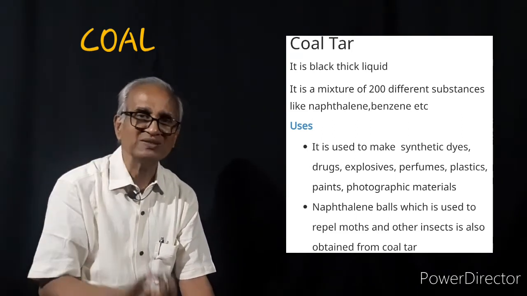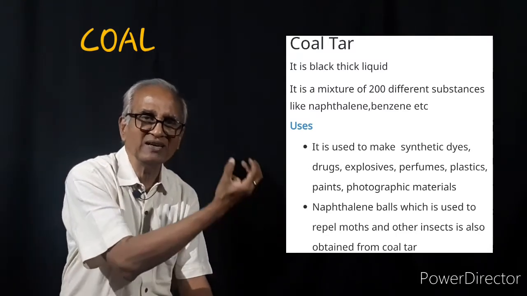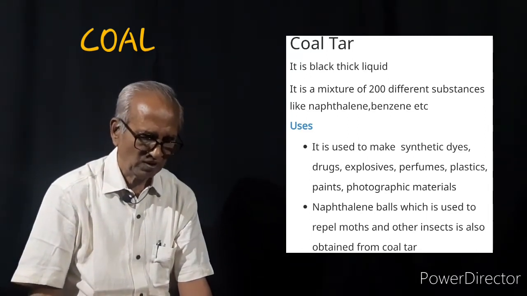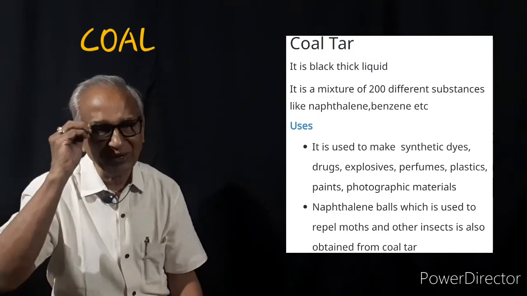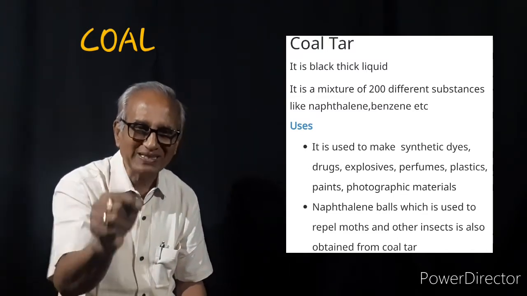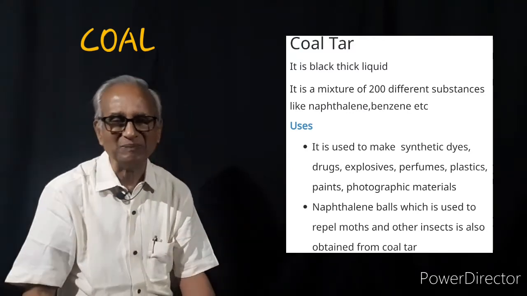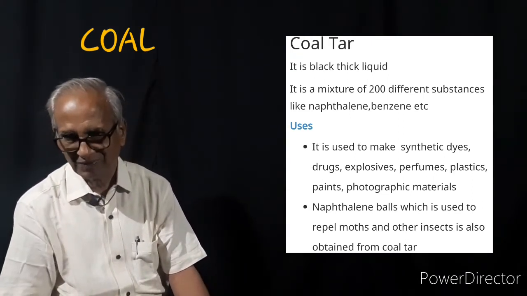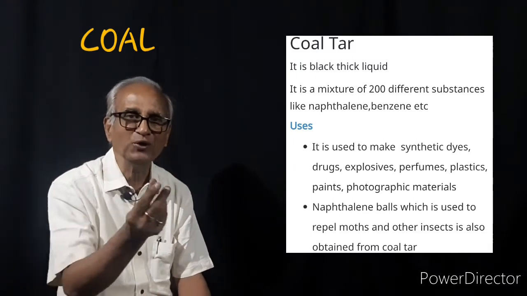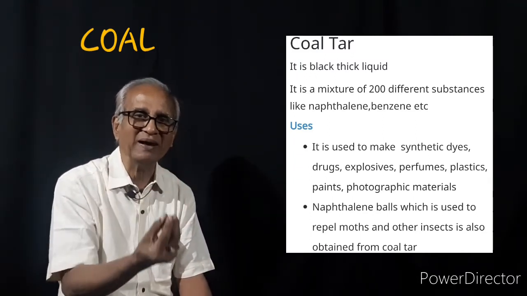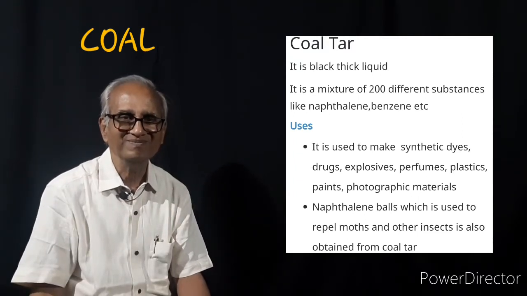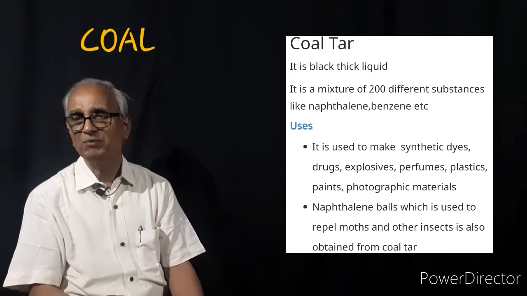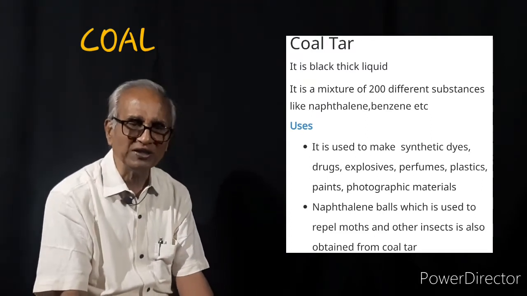Then explosives. You can make explosives using coal tar. It's again a process. You have to get the required items drawn out. Drugs. A lot of drugs we consume today, they are from coal tar. Those chemicals are there in coal tar. You have to extract them. Then you use them for making drugs. Perfumes. See, coal tar has an unpleasant smell, but you get perfumes which have a pleasing smell from coal tar. So, perfumes, synthetic dyes, drugs, explosives, all these are got from coal tar.